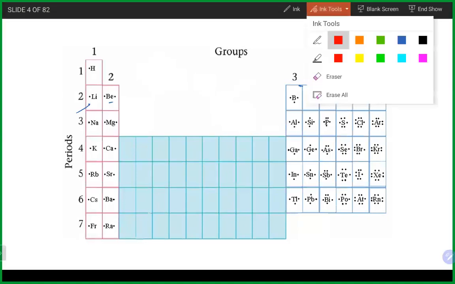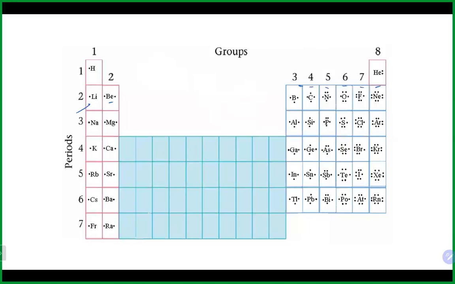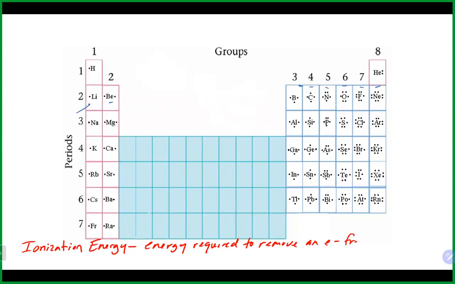There we go. All right, so a couple of things about some periodic trends. One important periodic trend is what is known as ionization energy. And ionization energy is the energy required to remove an electron from the gas phase.